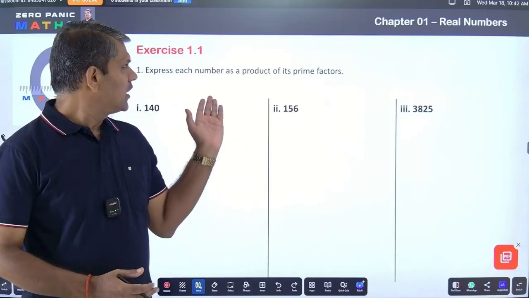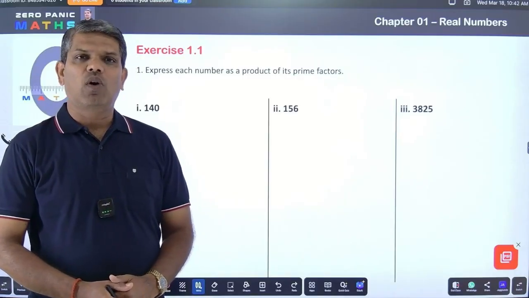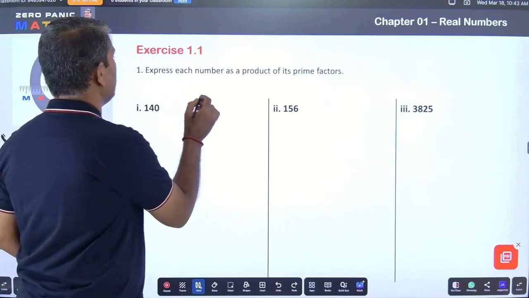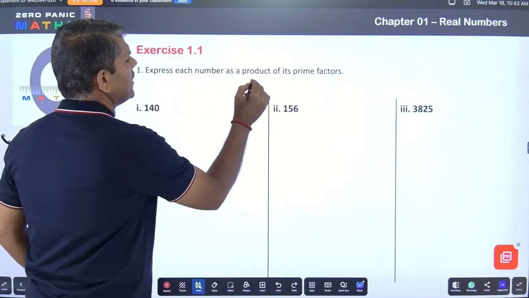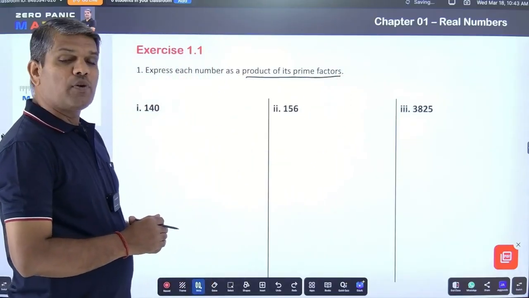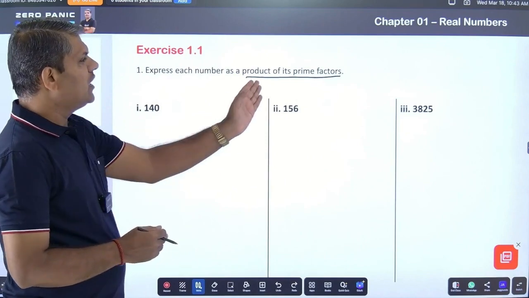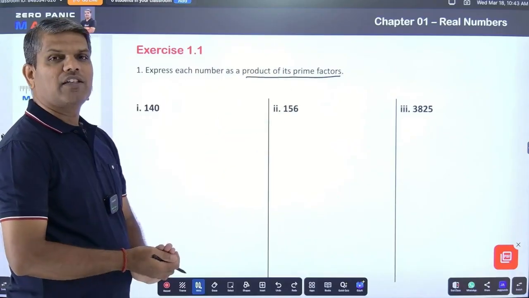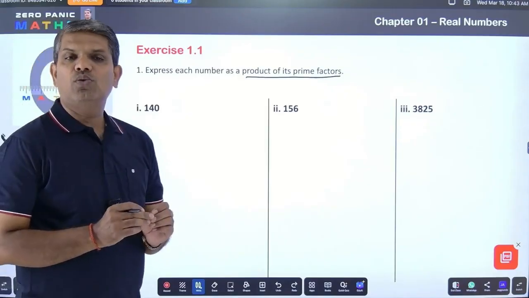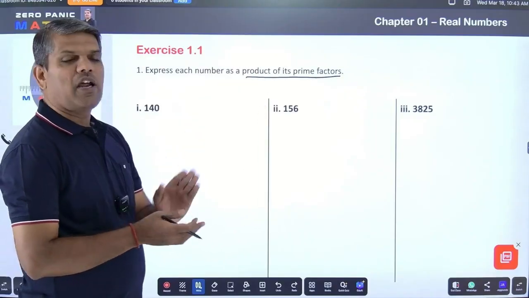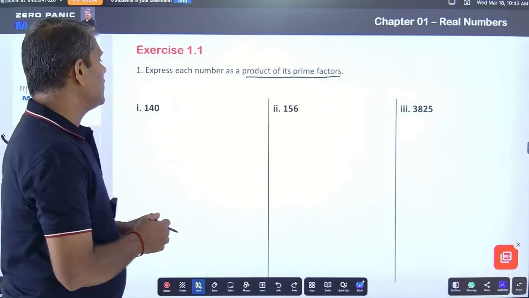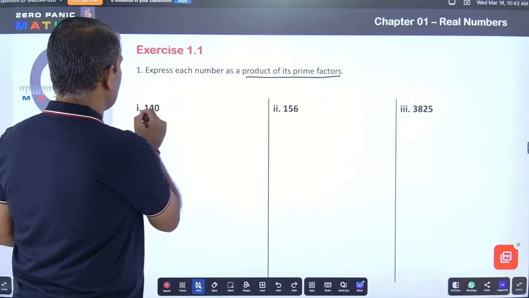So continuing on exercise 1.1 of chapter 1, we start with the first problem. The first problem says: express each number as a product of its primes. Now, as you might know, any composite number can be represented as a product of its prime factors, which we studied in the last session. The method used to find the product of its prime factors is known as the factorization method, and that is done through division by prime numbers. So let us start with the first problem.